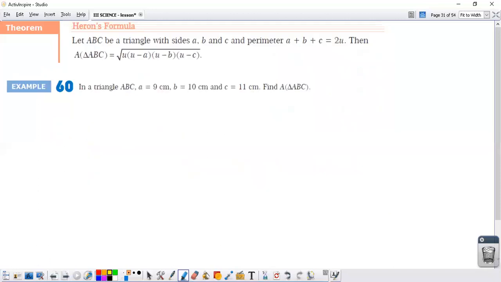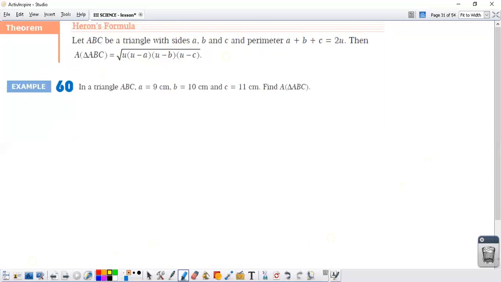For the next part, we have Heron's formula with the given sides, and there's nothing else. How can I find the area of a triangle? First, we will find the perimeter, which is 2u. Then, to find the area of the triangle, we use the root of u times (u minus a) times (u minus c) and (u minus b). We are going to take the difference between u and all sides.